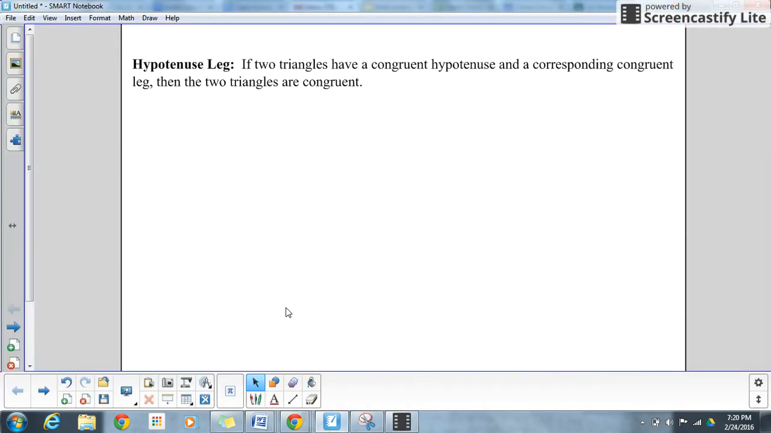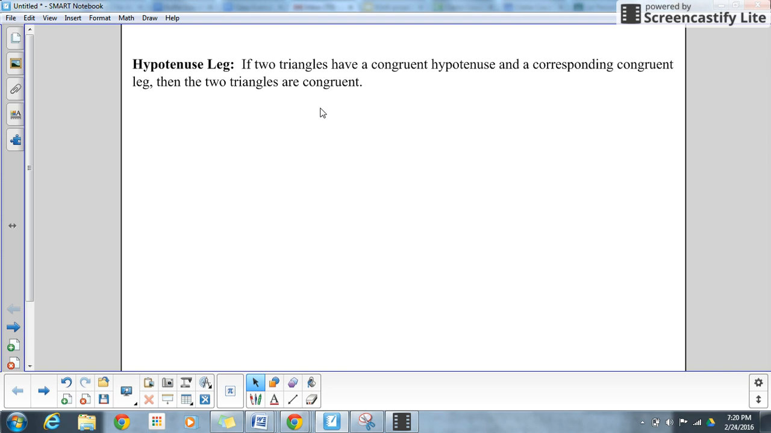All right, so today we're going to learn about one more theorem that we can use to prove two triangles are congruent. Hypotenuse leg can only be used for right triangles. It says that if two right triangles have a congruent hypotenuse and a corresponding congruent leg, then the two triangles are congruent. So this is specifically used for right triangles.